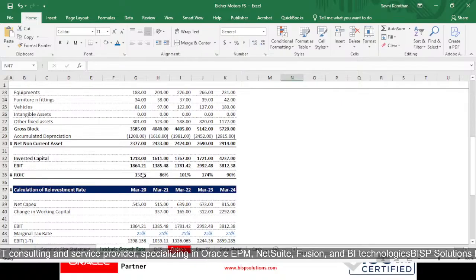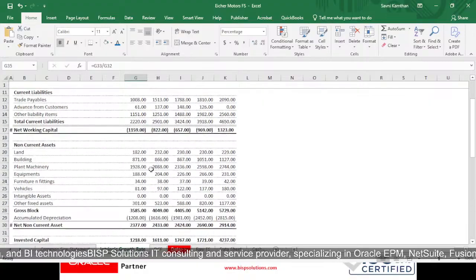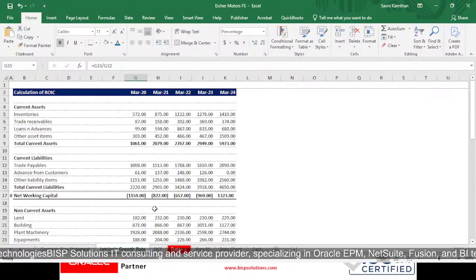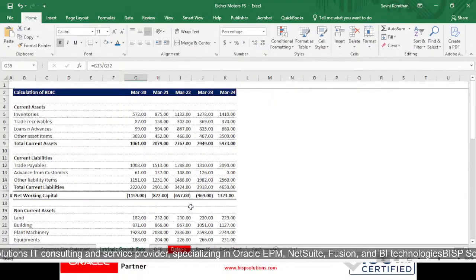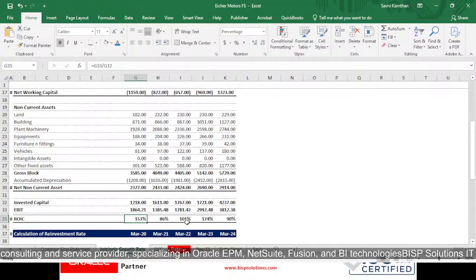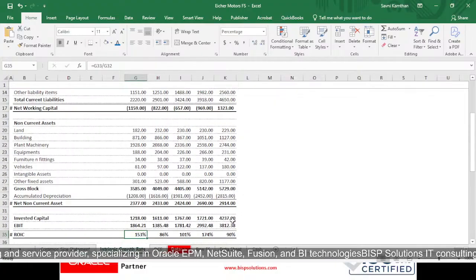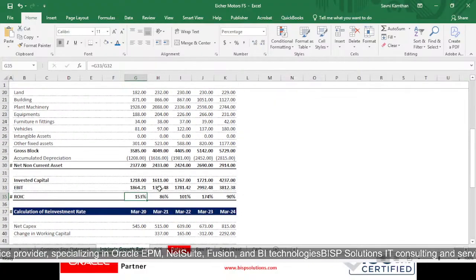ROIC is return on invested capital: whatever capital we have invested in our business and what returns we are getting on our capital is our ROIC. ROIC is our return on invested capital, right? So in March 2020 we are getting 153%, then in March 21 we are getting 86%, and March 22 we are getting 101%, and like that it is fluctuating, right?